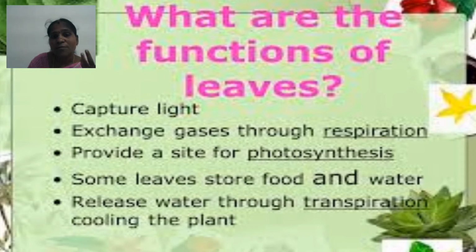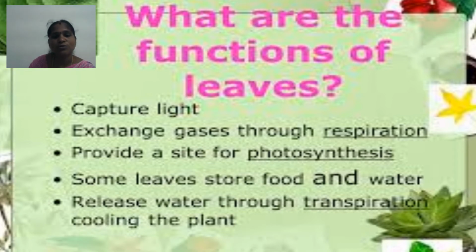So which types of leaves are we eating? We are eating many different kinds of green leaves. Am I right? What are those leaves? We are eating gogu, amaranth, spinach, cabbage, lettuce, different kinds of leaves. So those are all storage food. Some plants store food in the leaves itself. Those leaves only we are taking.